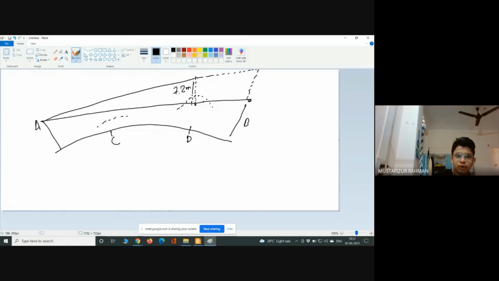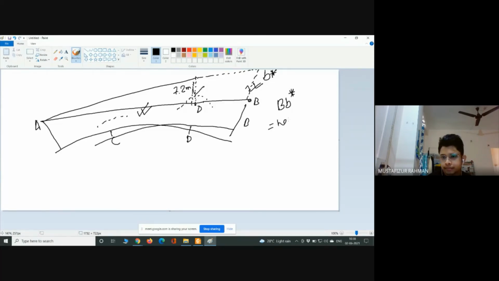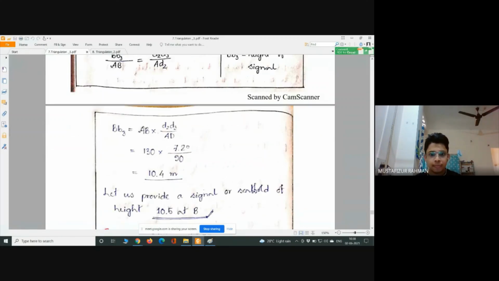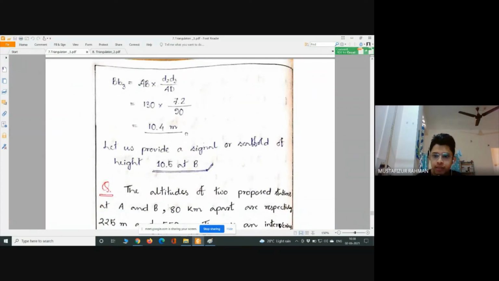Now this is your A point, this is your D, this is your B. Same similar triangle concept. Now you know this value. This is AD, and AB is also known, given in the question. And now we need to find out what is this B, say, for example, B star, which is going to be the height of the signal. Okay. So that we require, and for that also we will use the same similar triangle concept. Okay, so the height required is this much value.